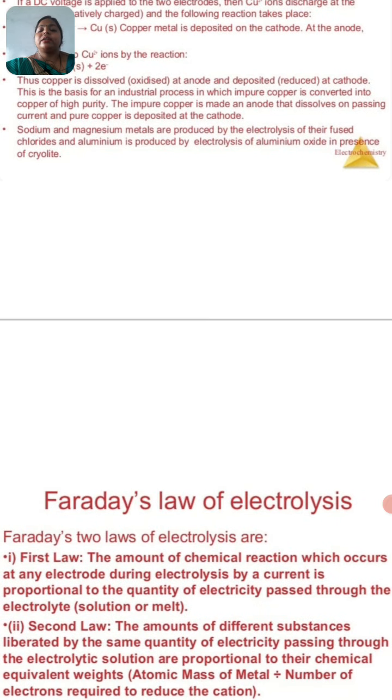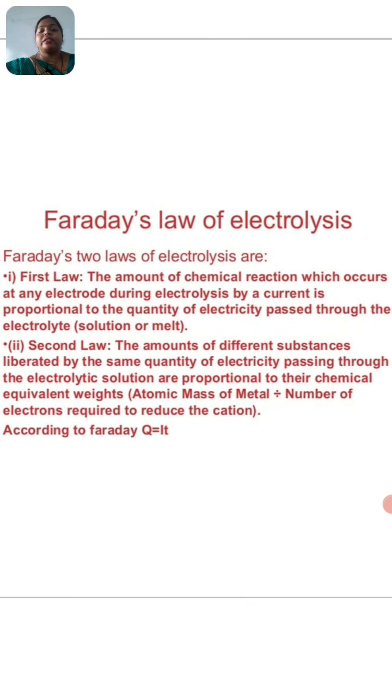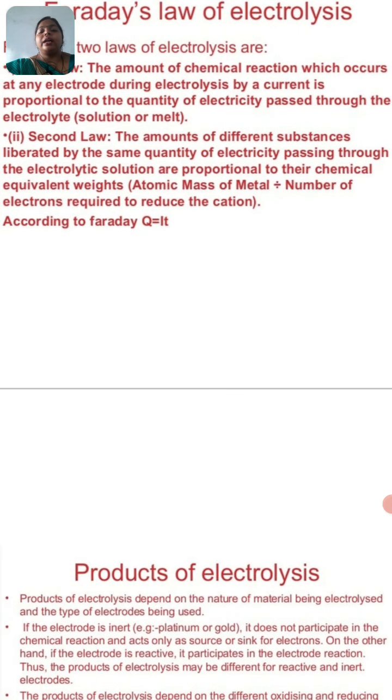Now, Faraday's laws of electrolysis. Faraday's two laws of electrolysis are: the first law is that the amount of chemical reaction which occurs at any electrode during electrolysis by a current is proportional to the quantity of electricity passed through the electrolyte. The second law is that the amounts of different substances liberated by the same quantity of electricity passing through the electrolytic solution are proportional to their chemical equivalent weight, that is, atomic mass of the metal divided by the number of electrons required to reduce the cation. According to Faraday, Q is equal to I t.